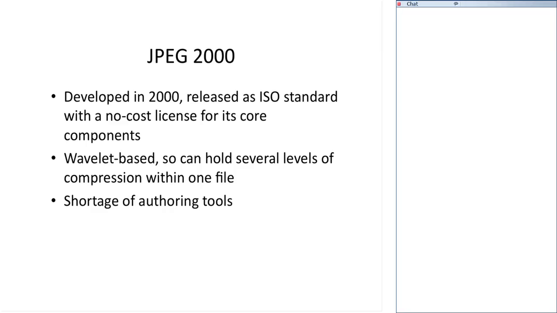JPEG 2000 is what's called a wavelet-based file format, and so it can hold several levels of compression within one file. You can think of this almost as a pyramid of data. There's an uncompressed layer that tells you all of the information in the image, and on top of that are different levels of compression and different levels of zooming.